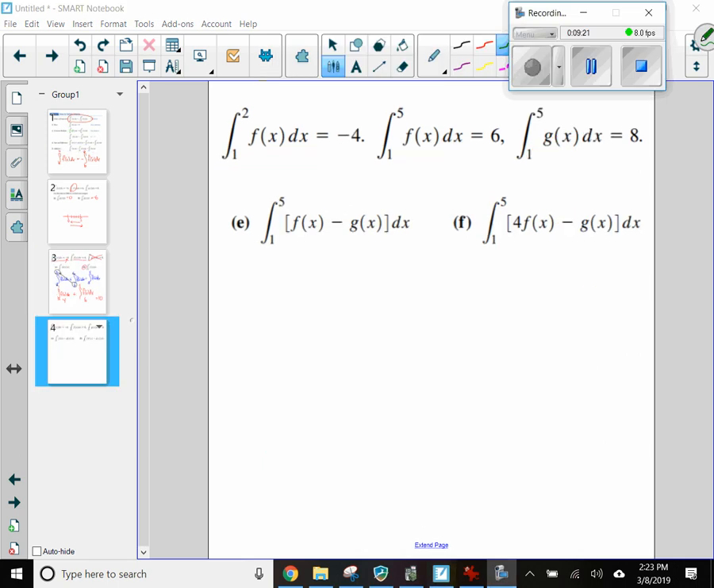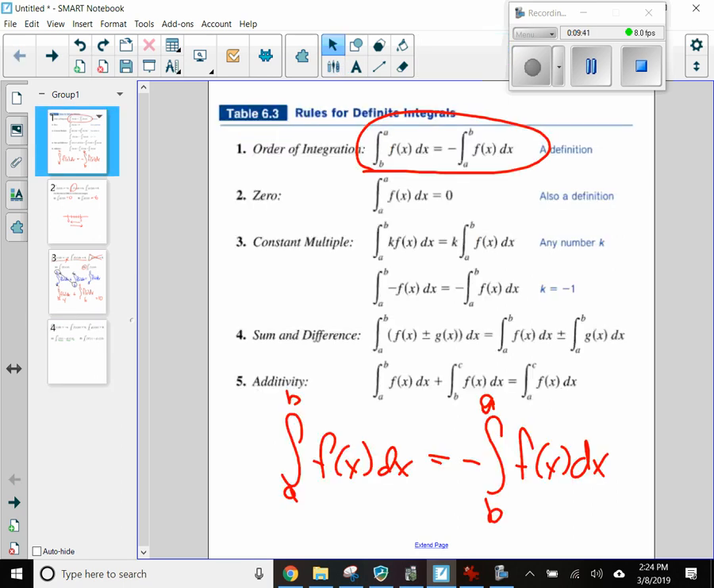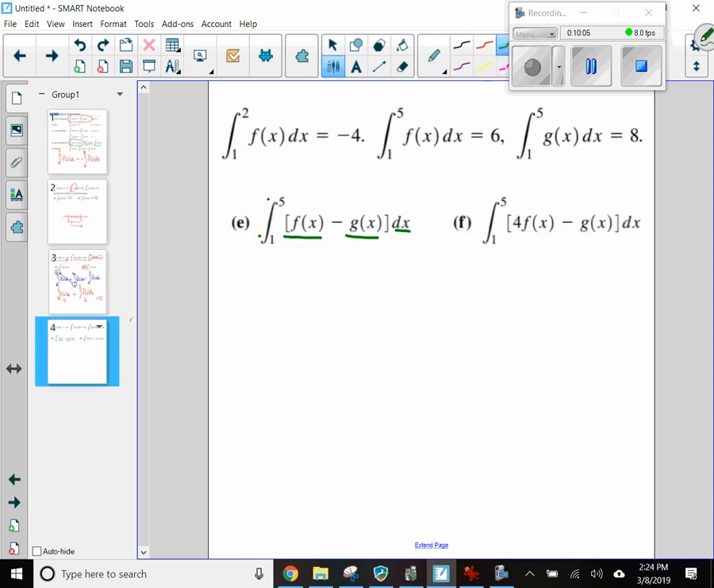Let's try a couple more. So I have the integral from 1 to 5 of f of x minus g of x dx. So I have a function and I'm subtracting another function from it. Well, I go back to my rules and I see that this rule right here tells me that if I'm finding the integral of two functions that are added together, and they have the same upper and lower boundary, I can just divide them into two separate integrals and do the sum or difference right there. So this one here is the same thing as saying the integral from 1 to 5 of f of x dx minus the integral from 1 to 5 of g of x dx.